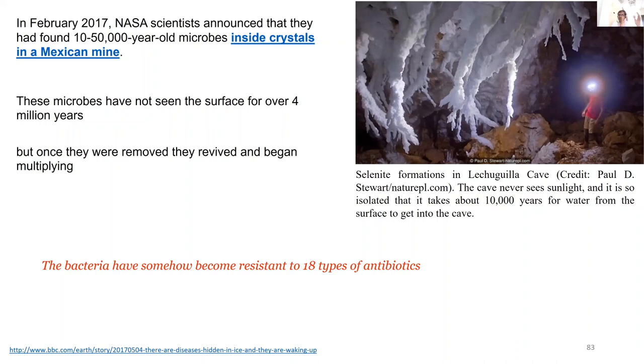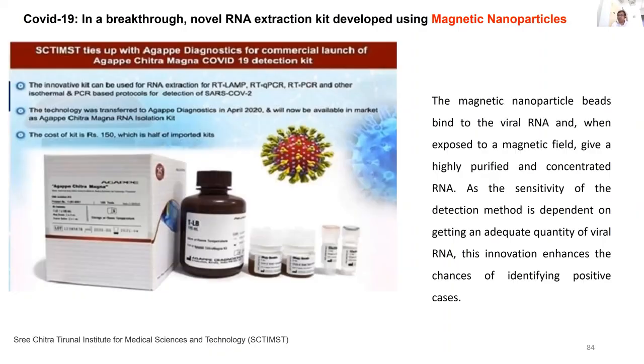So global warming has an impact on climate change, as well as on our health, on our viruses. But then again, nanoparticles can be used to fight the viruses. This is a very recent discovery by Sree Chitra Tirunal Institute of Medical Science and Technology, where they showed the use of magnetic nanoparticles to extract the RNA from the virus. This is the way you detect whether you have a coronavirus infection or some other viral infection. You have to look at the RNA structure, and for that you have to take the RNA from the virus, and the magnetic particle does that.